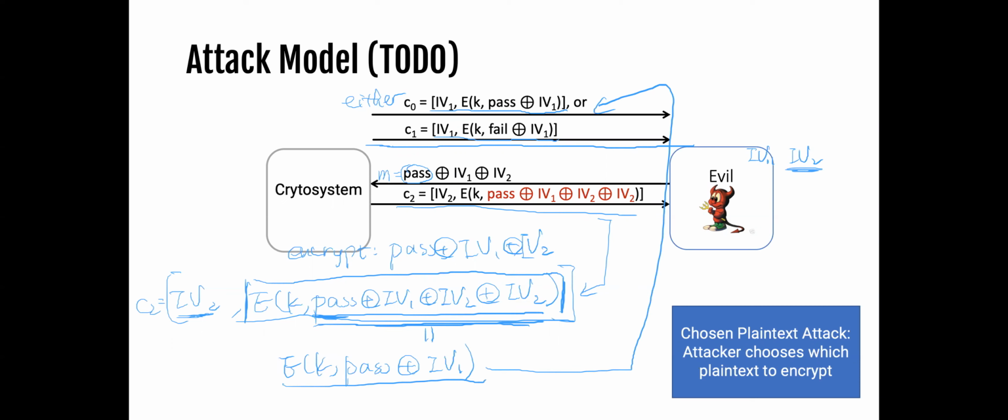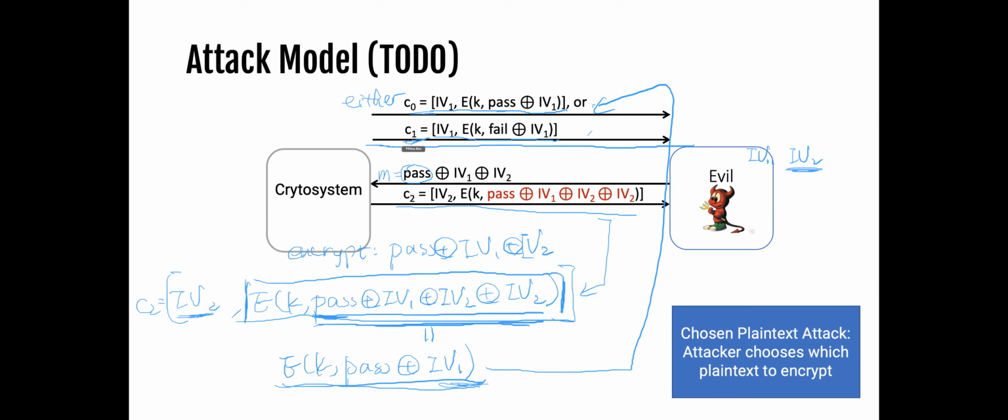Therefore, when Evil receives this message, Evil can just get this encrypted message, the ciphertext, and then compare this ciphertext with the previous one. And then if it's equal, then Evil knows that originally the crypto system sent C0. But if it's different, then Evil will know that previously the crypto system sent C1, which is fail. And that's it. That's it for the attack.